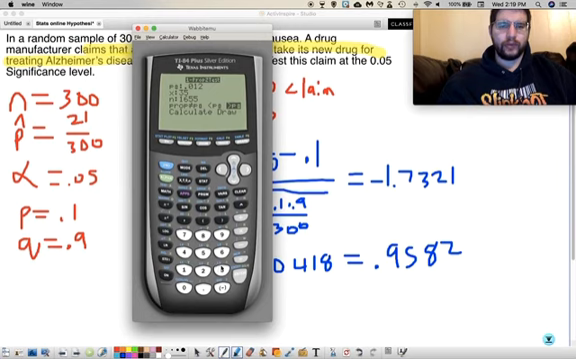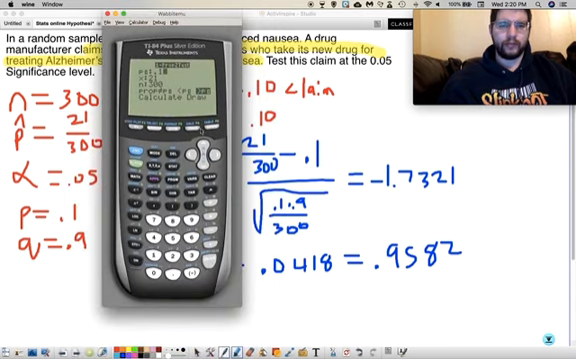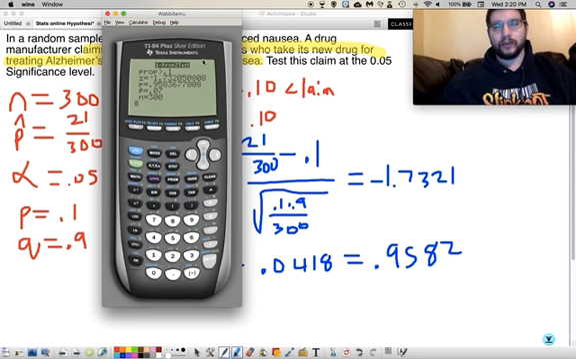So n was 300. X is 21. Oops, I put the 300 in the wrong spot. 0.1 for P. And it was a right tail test. So yeah, we get this huge p-value. So we can definitely say that P is greater than alpha.